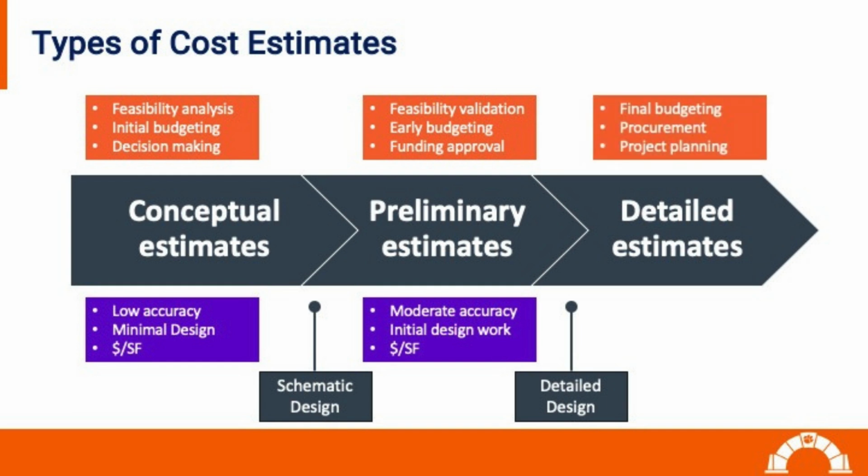Another type of cost estimate is the detailed cost estimate, which is created during the later stages of planning, usually after the design and engineering work has been completed. These estimates rely on a thorough understanding of the project scope, including detailed drawings, specifications, material quantities, and other precise information. They serve as the foundation for final budgeting, procurement, and financial planning for the project.